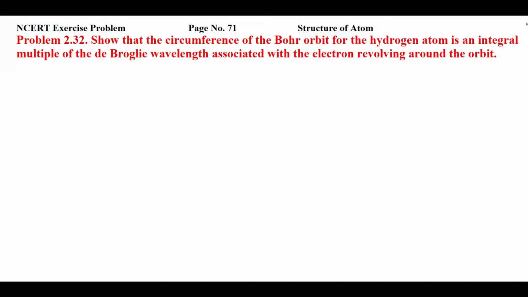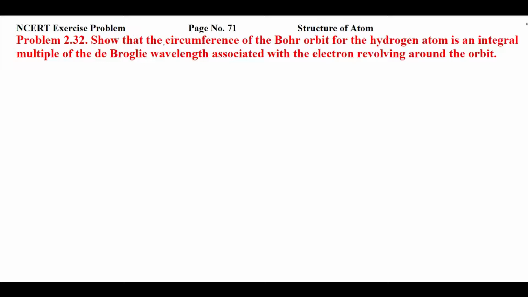Students, this is NCERT exercise problem 2.32 from page number 71 of Structure of Atom, right? So let's read the statement. Show that the circumference of the Bohr orbit for the hydrogen atom is an integral multiple of the de Broglie wavelength associated with the electron revolving around the orbit.